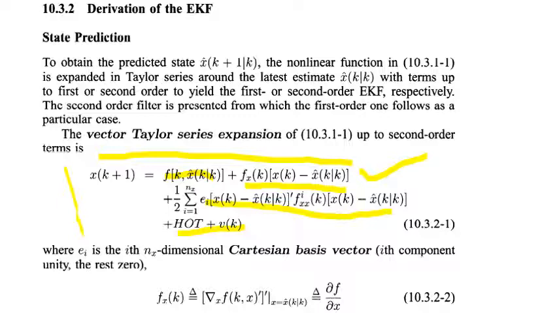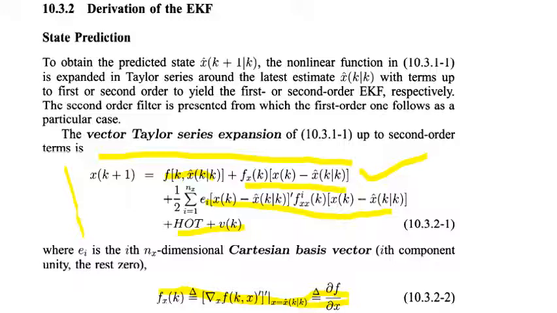We have considered that your state dynamic equation is non-linear, or it can be the case that your measurement equation is non-linear. That is, the relationship between your measurement and your state is non-linear. So this thing is equal to fx of k, which denotes the gradient, or the first derivative, of your non-linear function, and it is equal to this thing.